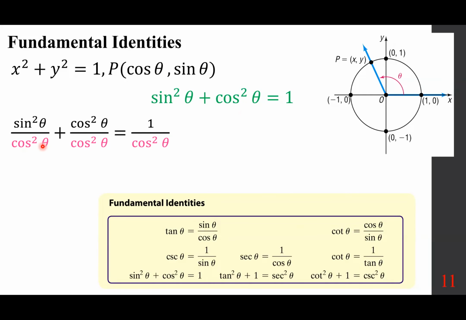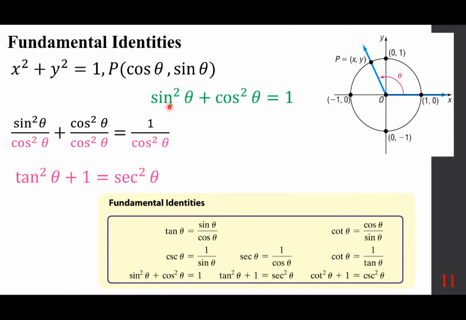When we divide by cosine squared, we know sine over cosine is tangent. So this is tan squared. This is plus 1. We know 1 over cosine is secant, so this is secant squared. So from this one, we proved this one. And this comes from x squared plus y squared equals 1.